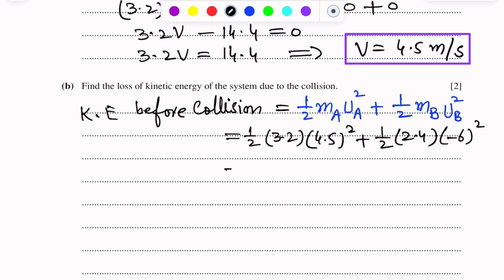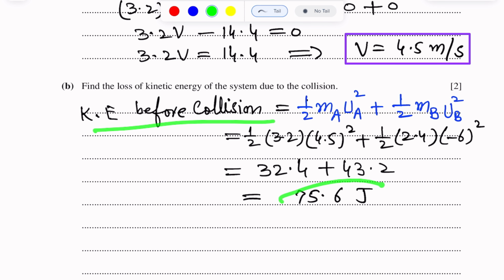Now simplifying it, we get 32.4 plus 43.2, adding we get 75.6 joule. This is the kinetic energy before the collision, 75.6 joule.